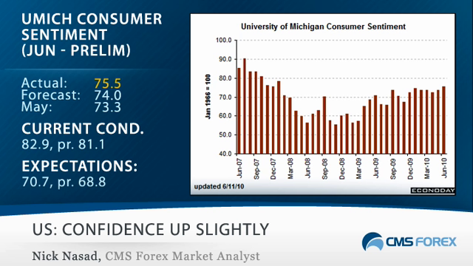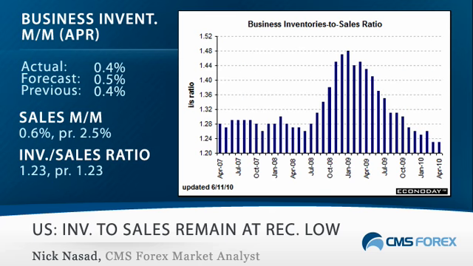Overall, today's report, because of its strength, hints at some underlying improvement in the jobs market and should offset the sting from the May retail sales report. Finally, business inventories in the U.S. rose 0.4% in April to extend this year's run of gains.